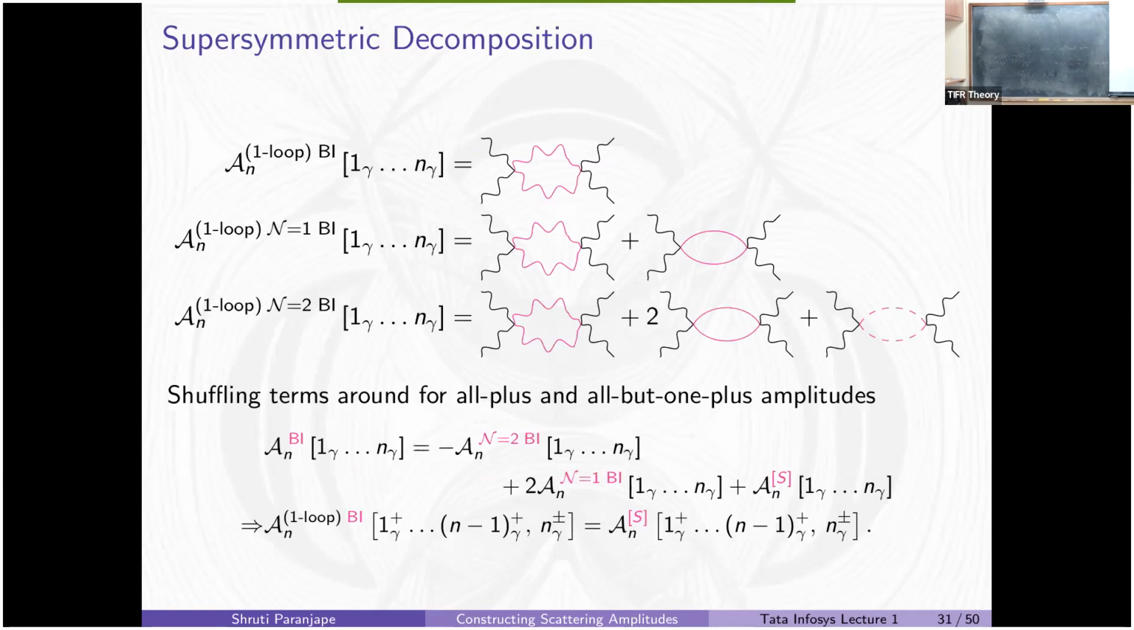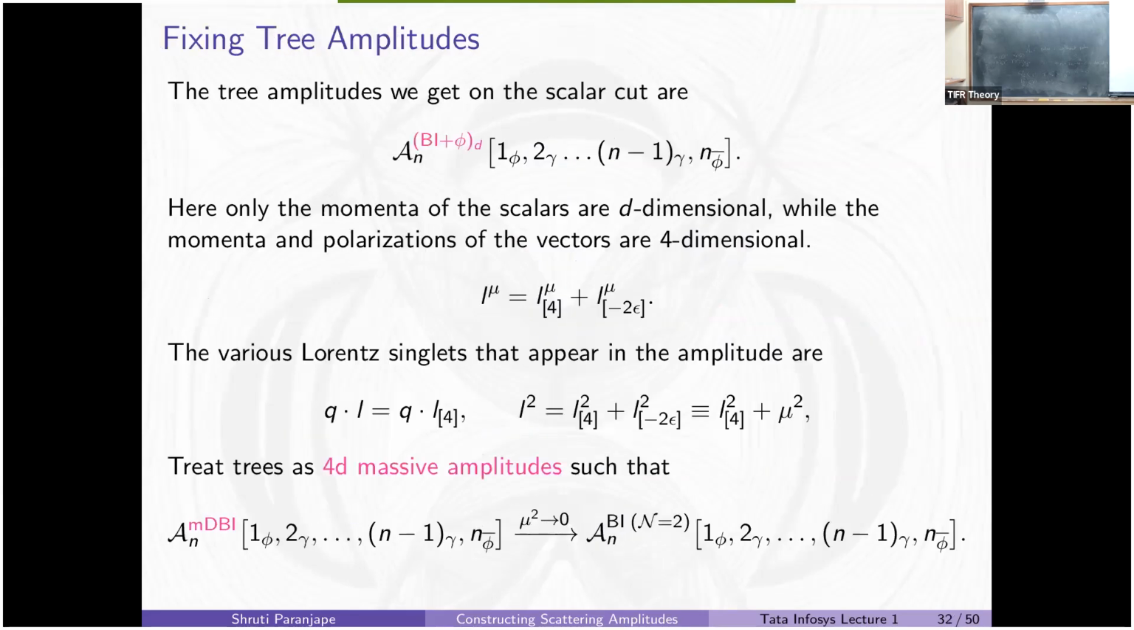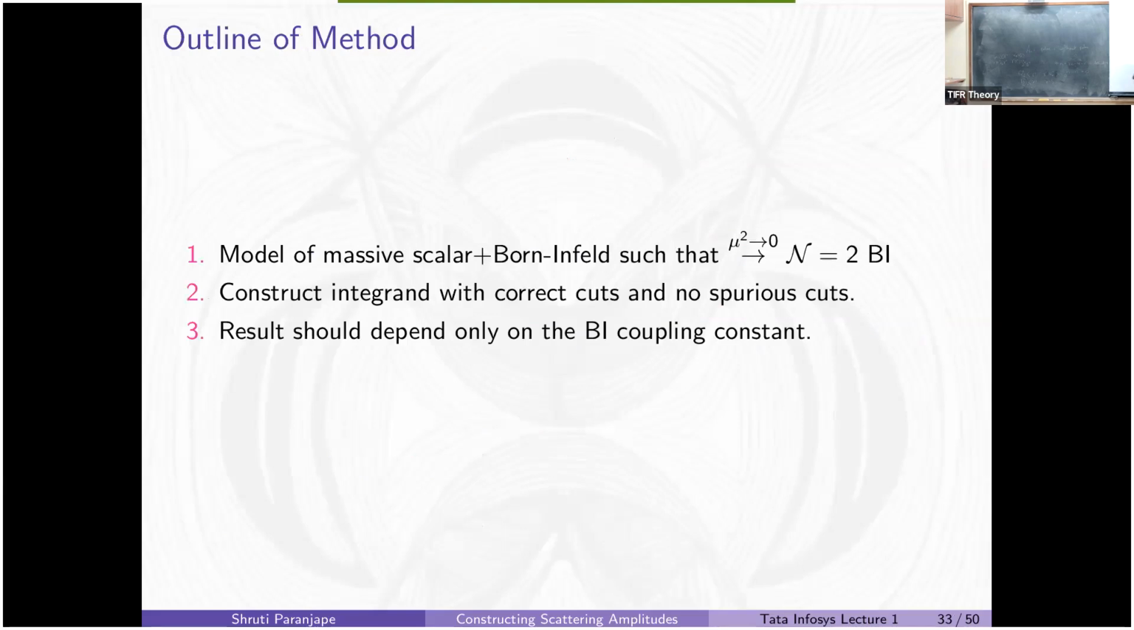Why is that? Because in 4 dimensions, this will become an actual cut, and so this will have to contribute. And so I know that the trees need to be n equals 2 Born-Infeld trees. Okay, so this is going to be the strategy. I don't know if we should embark on this strategy today or not. But okay, let me just quickly say what the strategy is.